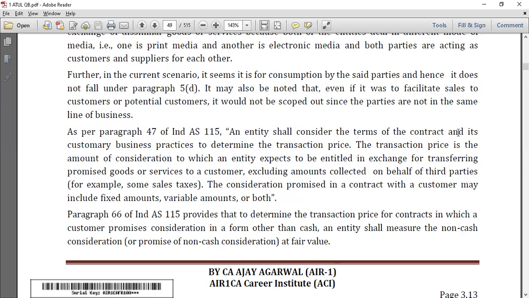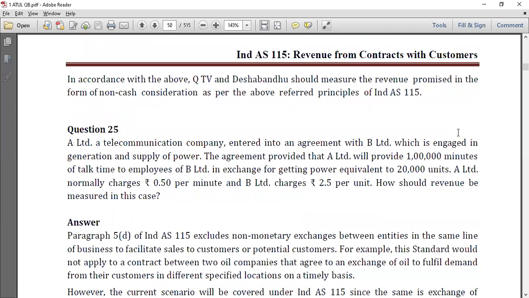Again, Ind AS 115 provides that to determine the transaction price for contracts in which the customer promises consideration in a form other than cash, the entity shall measure the non-cash consideration at fair value. So the conclusion, in accordance with that, is that QTV and Deshbandhu should measure the revenue promised in the form of non-cash consideration as per Ind AS 115.